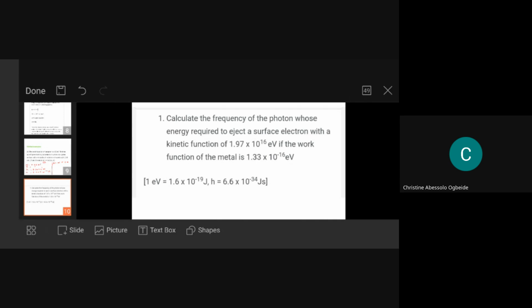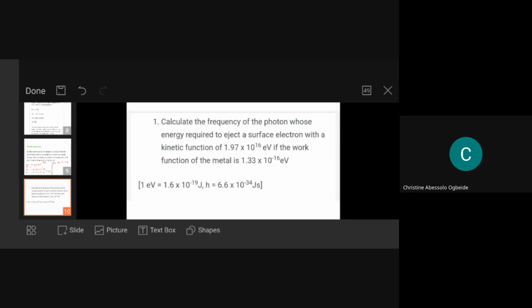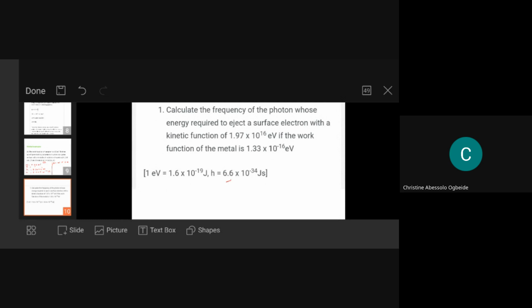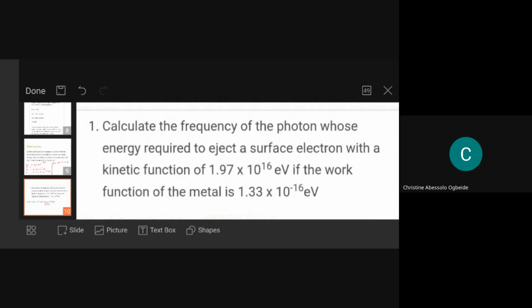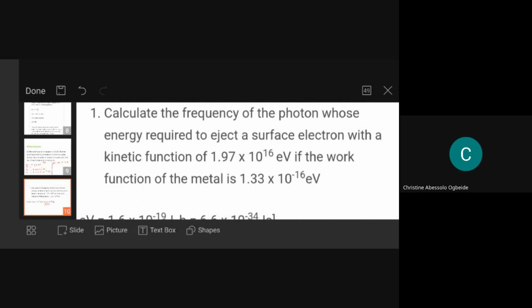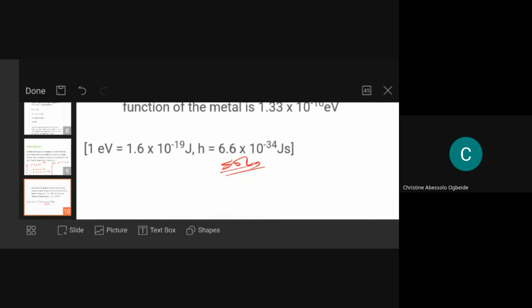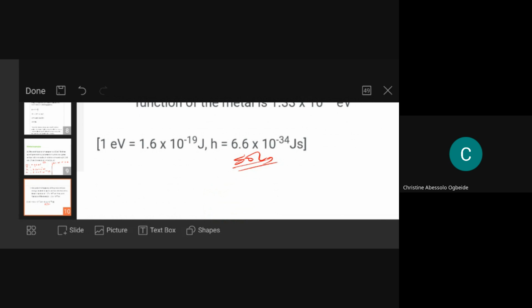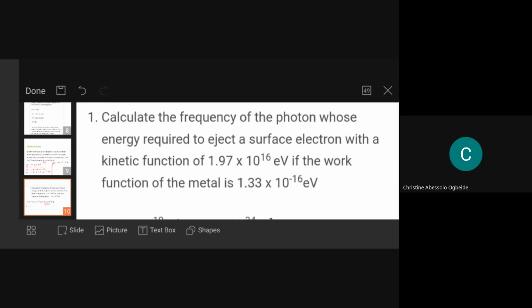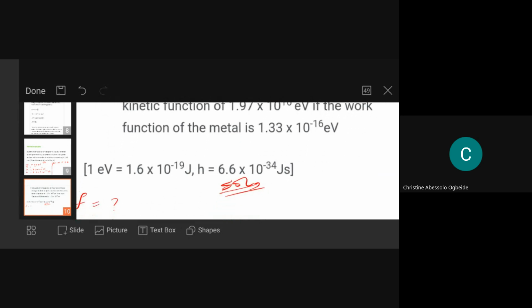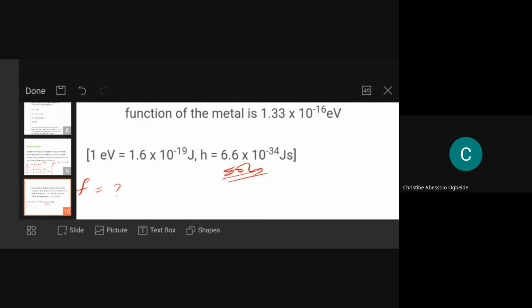So let's proceed. Solution. We also write out the parameters given to us. Let me zoom in a little. From the question, we should calculate the frequency of the photon, so we're looking for f, unknown. Whose energy is required to eject a surface electron with kinetic energy of 1.97 times 10 to the 16 electron volts. So they gave us our kinetic energy, KE.